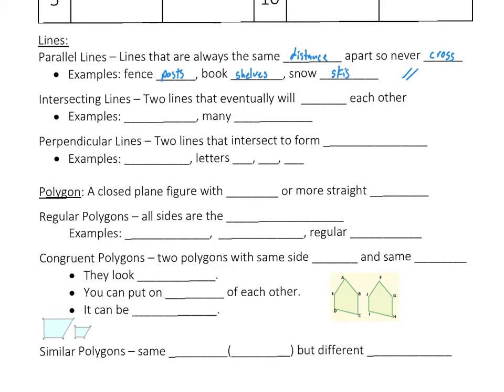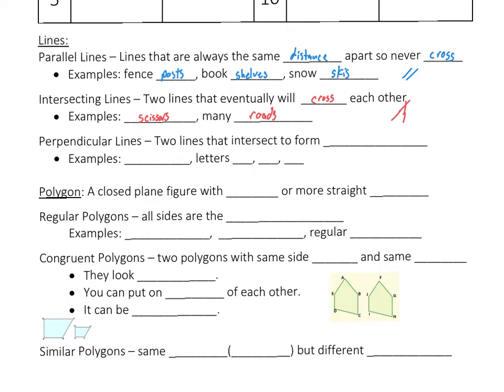Next, intersecting lines. Two lines that will eventually cross each other. They don't have to be crossing yet, but eventually they would. Some examples I want you to write down would be scissors, which definitely cross, and many roads, not all roads, but most roads will eventually cross. So if I have two lines that haven't crossed yet, like the two I've drawn there, right now they're just line segments, but if we extended them out, eventually they would cross.